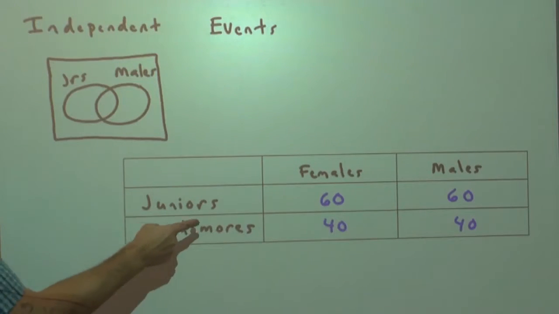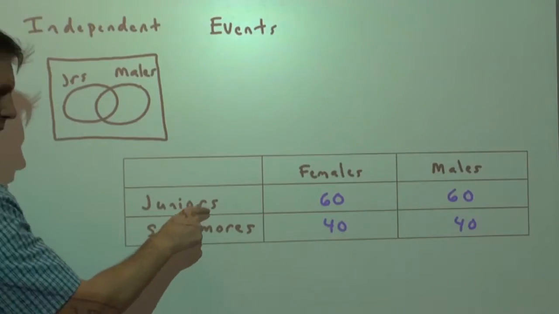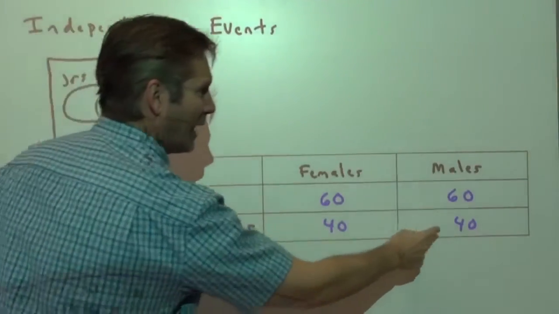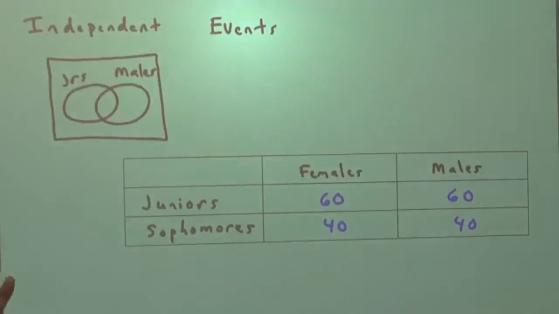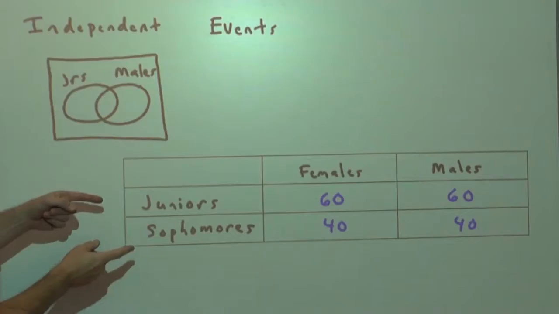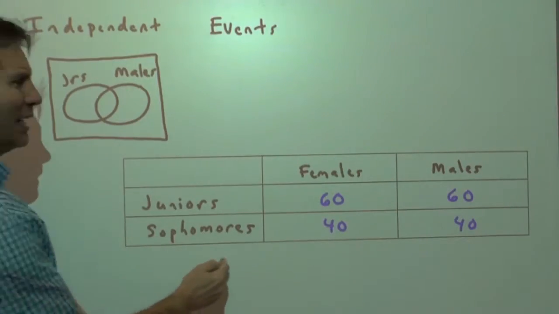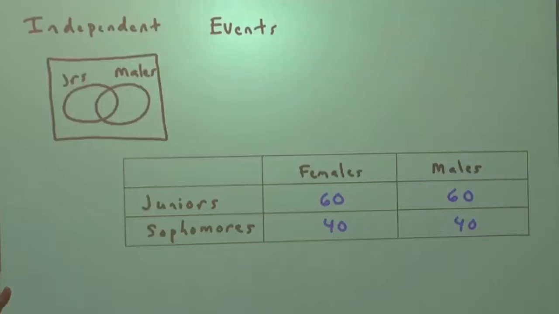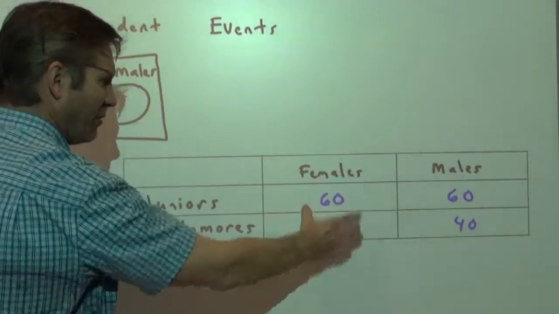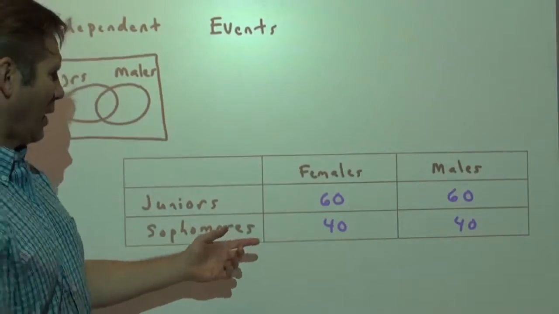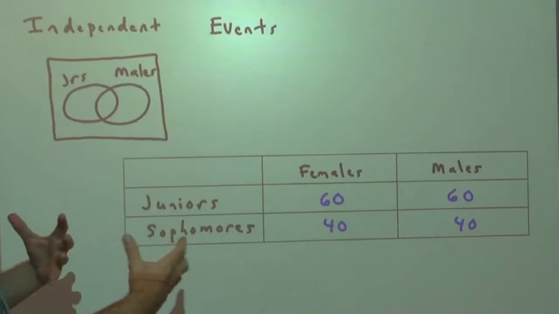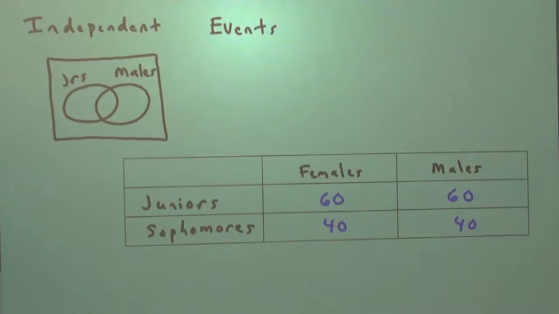So let me explain. Right here, you can see, for example, that of the juniors, half are female and half are male. And for the sophomores, half are female and half are male. So that makes these two events, the graduating class and the gender, independent because it doesn't matter which graduating class you're in, it's still a 50-50 split between the males and the females, and vice versa. In the junior class, of the females, 60 out of 100 are in the junior class, and of the males, 60 out of 100 are in the junior class. So there's got to be proportionality if there's going to be independent events.